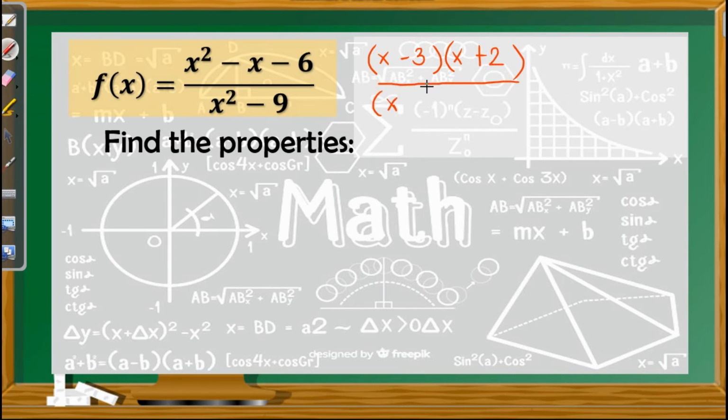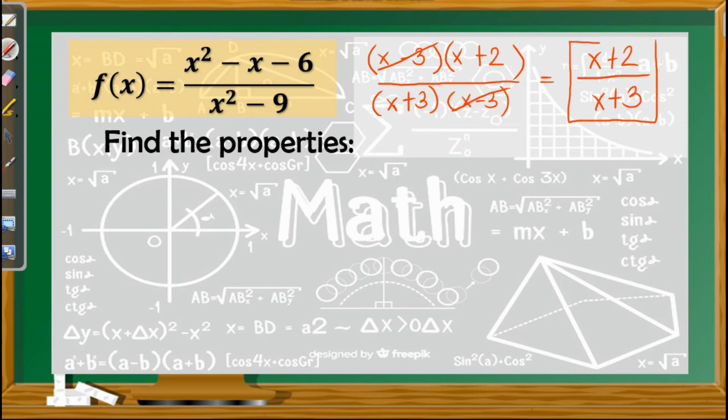So this is a difference of two squares. So we have x plus 3 and x minus 3. As we can see, numerator and denominator, we have a common factor. So we can remove x minus 3. Therefore, this function is equivalent to x plus 2 over x plus 3. So to find the properties, we are no longer looking at the original function, but instead the new function.